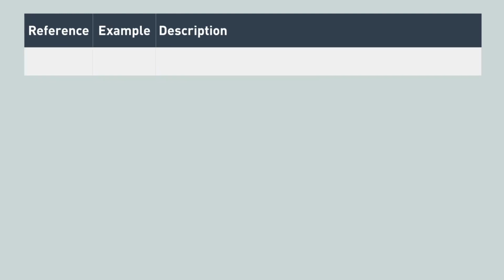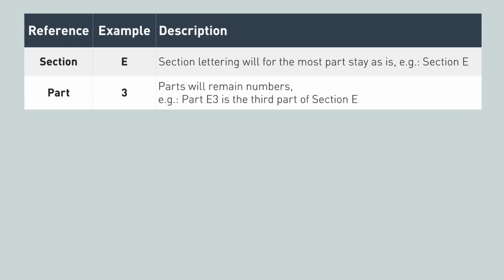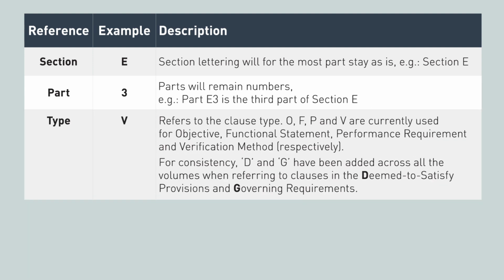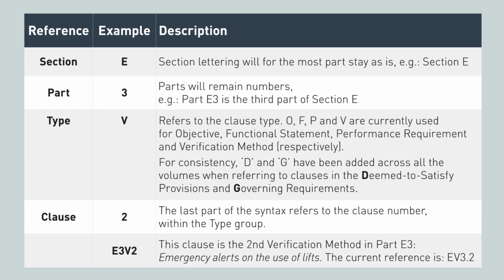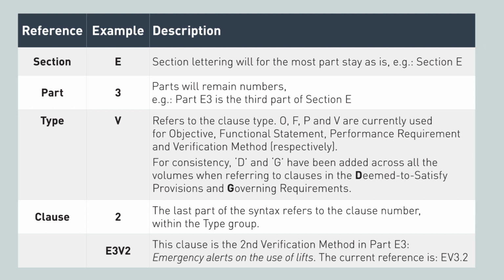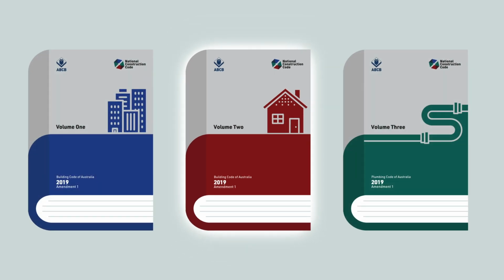So what's changing? We've kept the section, part and clause referencing system from volumes 1 and 3. The type of clause will simply be moved to a more logical position within the clause reference. Often this simply replaces the decimal point within the current referencing system. Volume 2, however, currently has a completely different referencing system to volumes 1 and 3. The simplest way to create the much needed consistency across all volumes is to align Volume 2's referencing system with that of volumes 1 and 3.